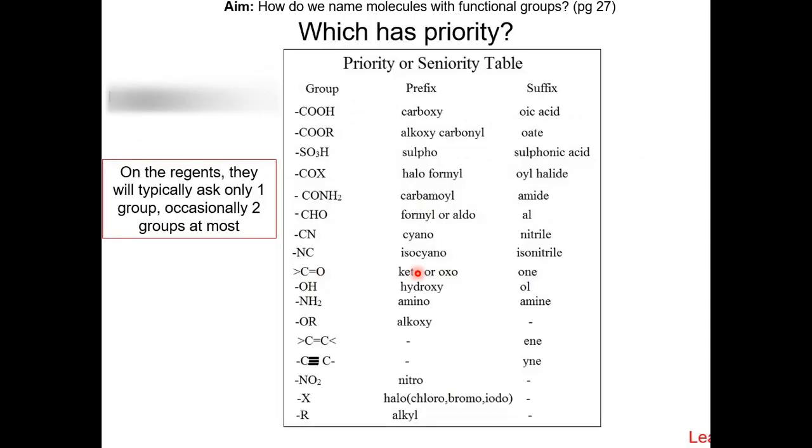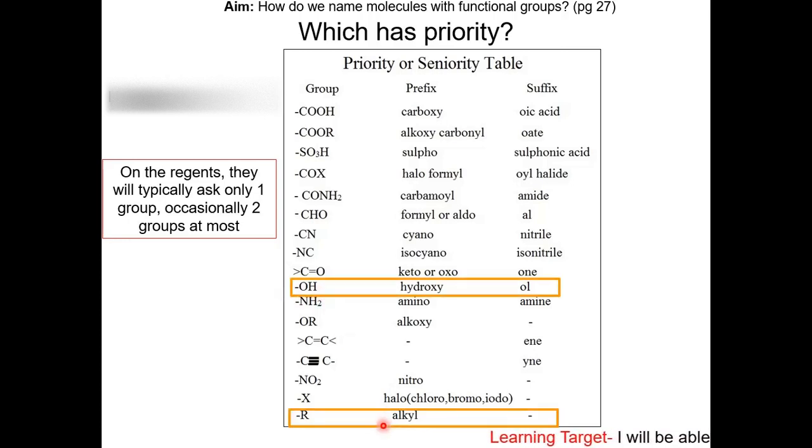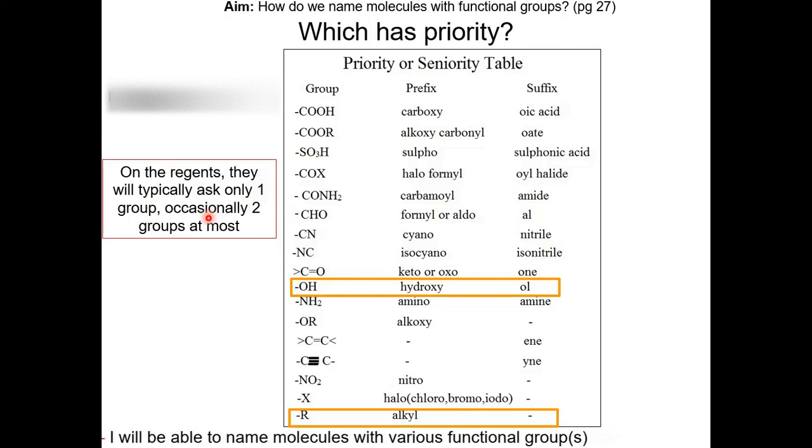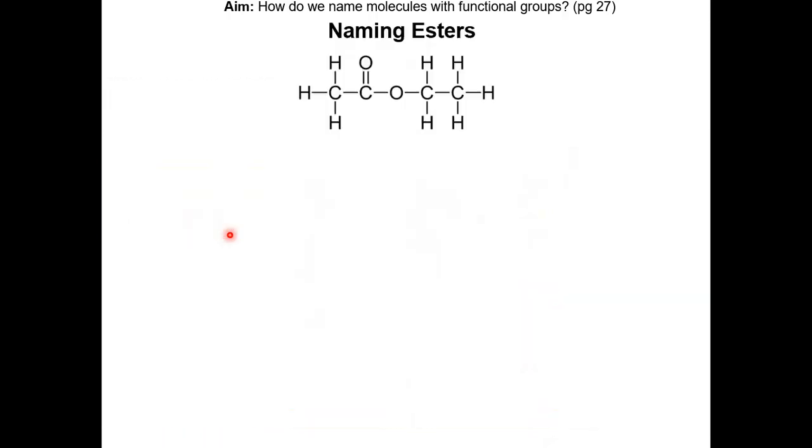So this is the priority table in the back of the packet. As you can see, the OH group has a higher priority than the methyl group, which is an alkyl group. On the Regents exam, they would typically only ask about 1 group, occasionally 2 groups at most.